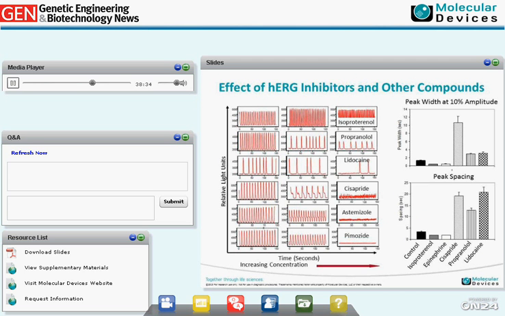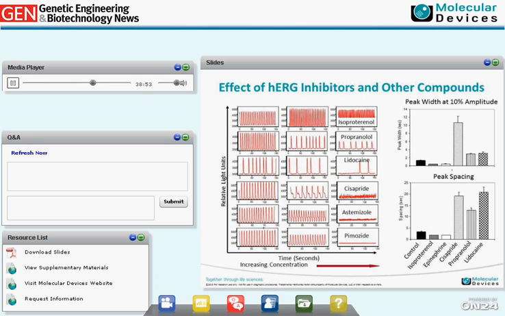And we can see with isoproterenol and epinephrine, not only do we get a decrease in peak spacing, an increase in peak rate, but a change in peak width. And then for compounds such as cisapride, you see a very dramatic change in the peak width. And cisapride is a known hERG channel blocker.